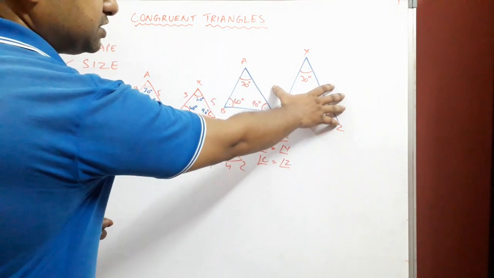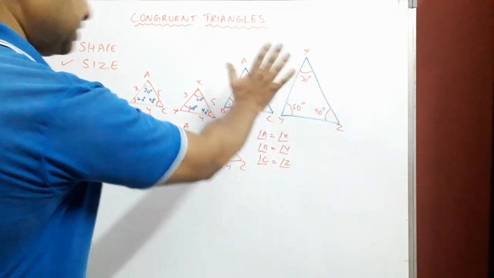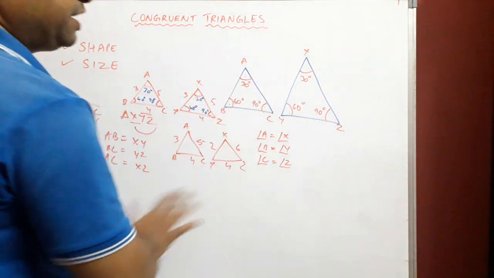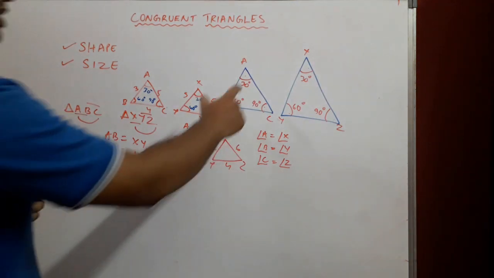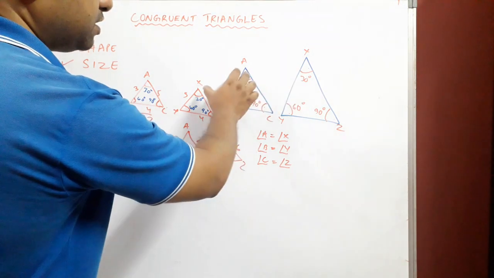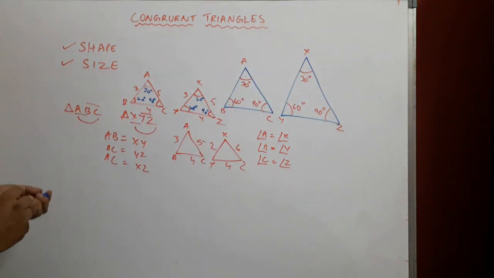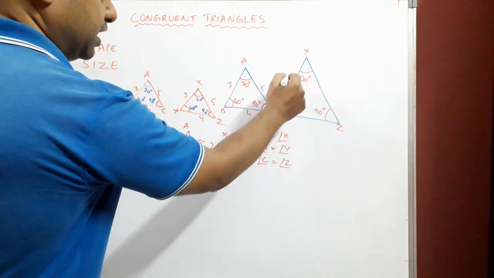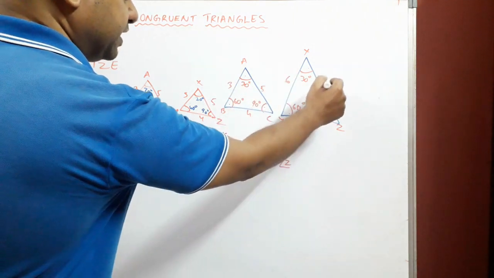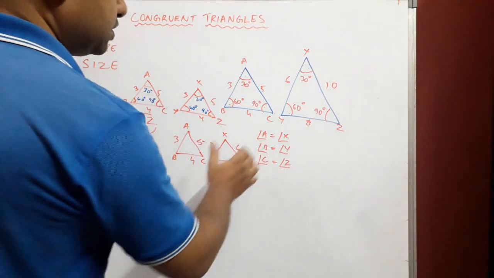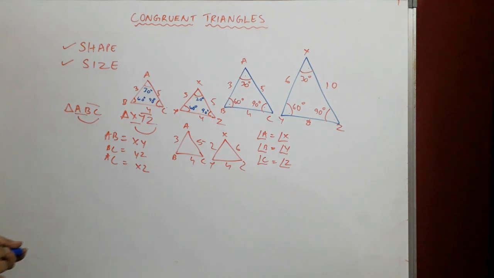Have a look at this triangle. Doesn't it look big? They are both of the same shape, no doubt about it, and their corresponding angles are equal, but their sizes are different. If I put a measurement, let's say this is 3, 4 and 5, and this is 6, 8 and maybe 10, clearly they are not equal to each other.